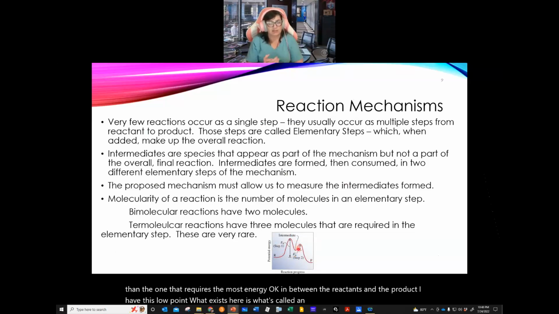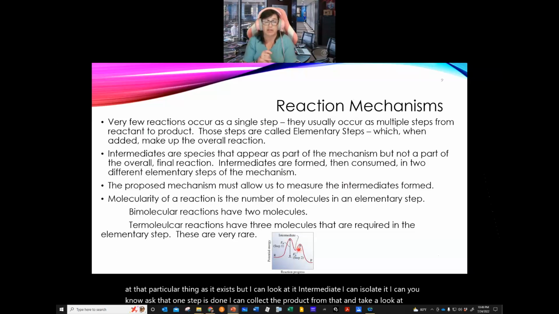So an intermediate is something that is a stable compound that we can isolate. Remember, I said that a transition state is not something that we can isolate. We can't look at that particular thing as it exists. But I can look at an intermediate. I can isolate it. As that one step is done, I can collect the product from that and take a look at that. Okay, so that's an intermediate, and that's the difference between that and a transition state.